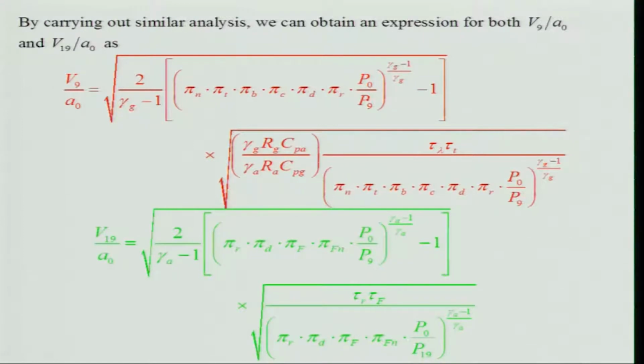So, similarly we can get a similar expression for V 19 by A naught, and if you look at it, it has another parameter, that is phi f, and similarly tau f, right, because the fan pressure ratio and then the fan temperature ratio have to be given.